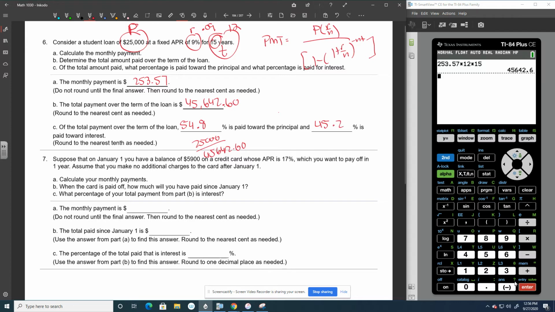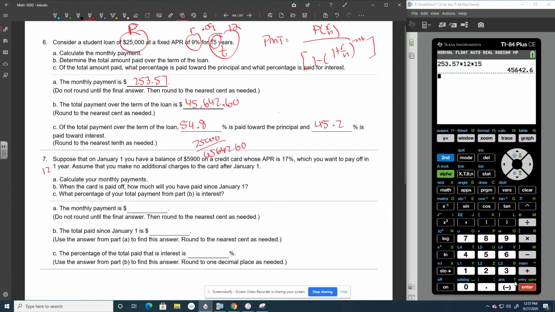All right, number 7. Suppose on January 1st, you have a balance of $5,900 on a credit card. Your APR is 17%. You want to pay it off in a year. So that's 12 payments, right, in 1 year. Assume that you make no additional charges. What are your monthly payments going to be?